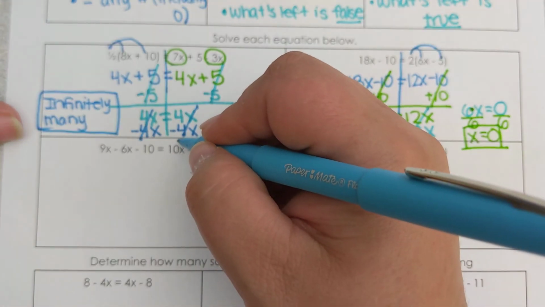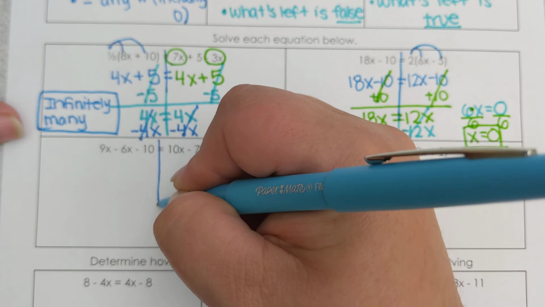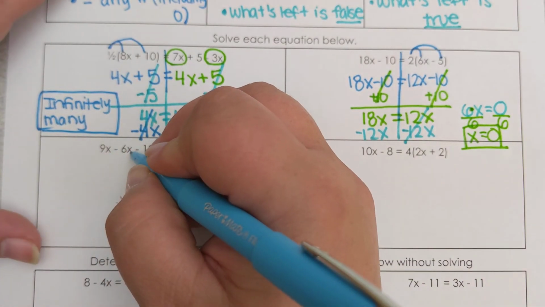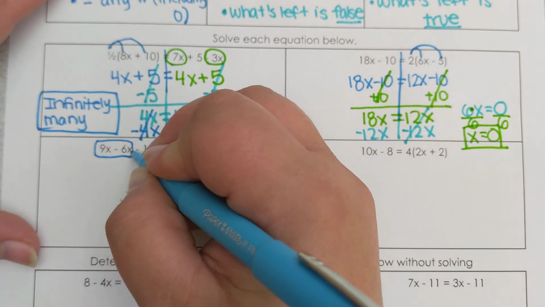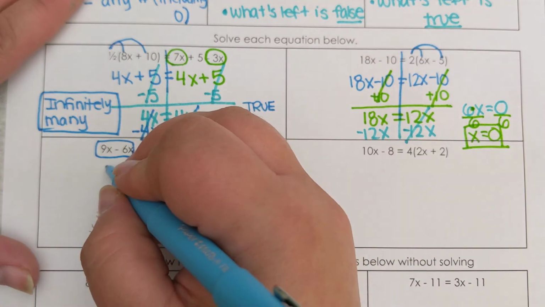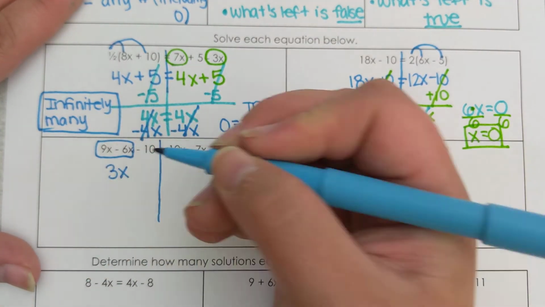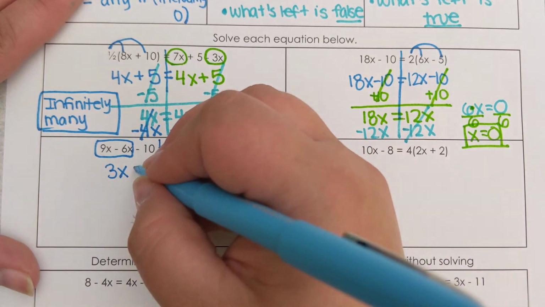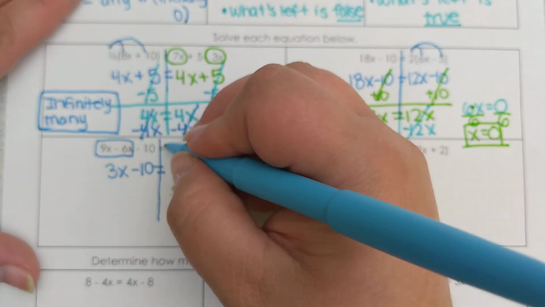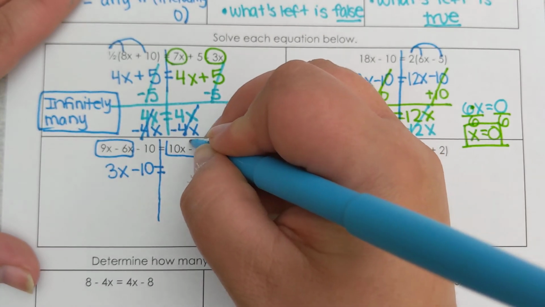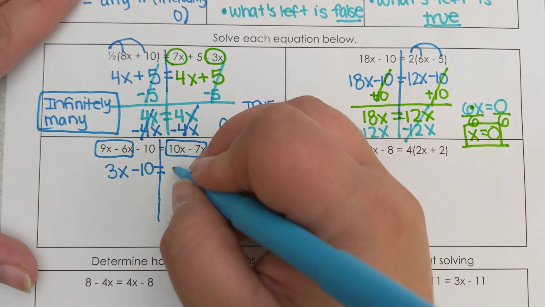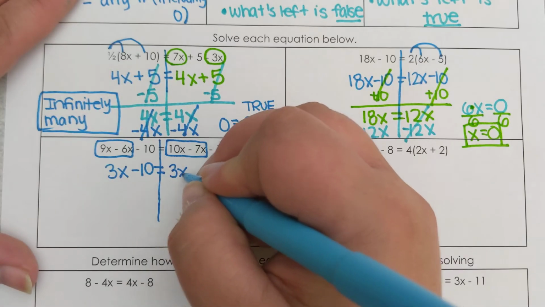Alright, I'm going to draw my equation wall first on the next one. I do not see any parentheses. Perfect. But I do see things I'm allowed to add together. Like 9x minus 6x. They're on the same side, so don't change the signs or anything. But 9 minus 6 is 3. And then over here, 10x minus 7x. Again, they're on the same side, so we don't need to switch anything. 10 minus 7 is 3.